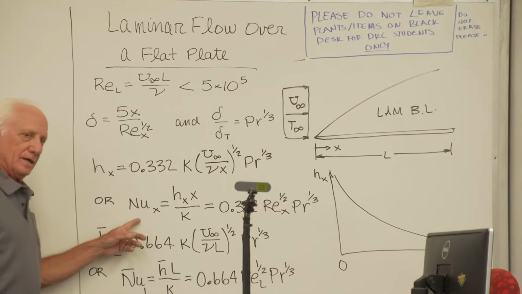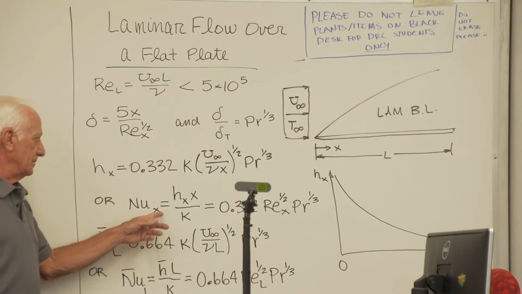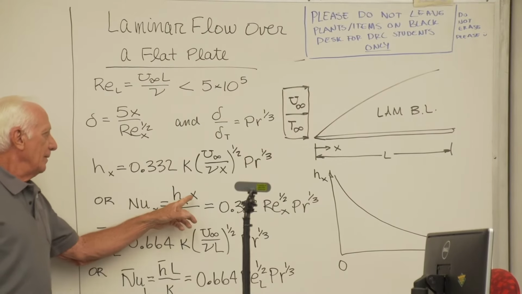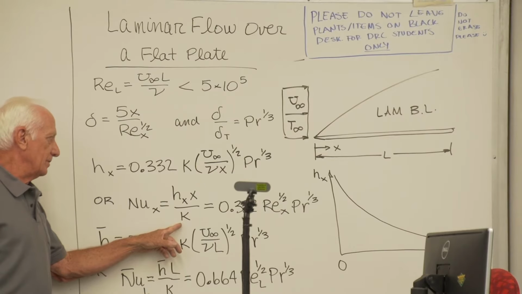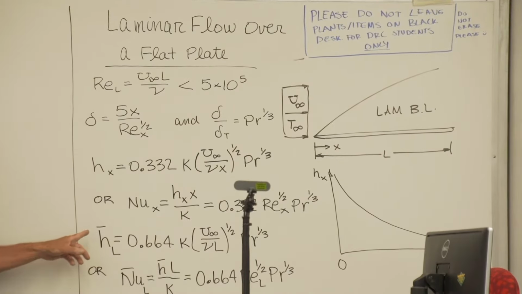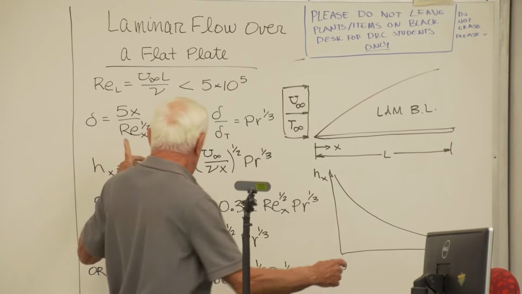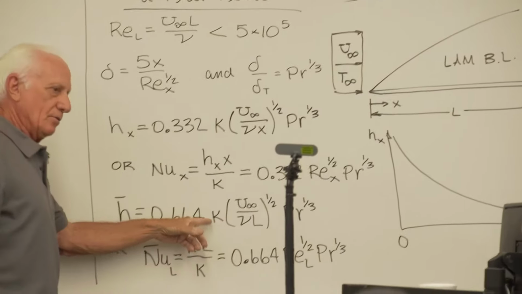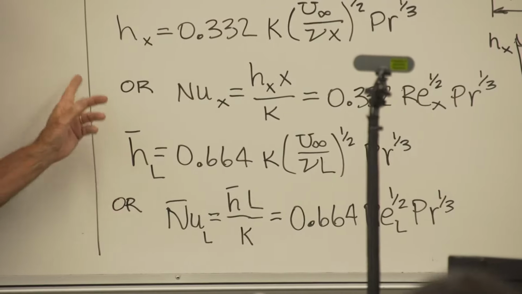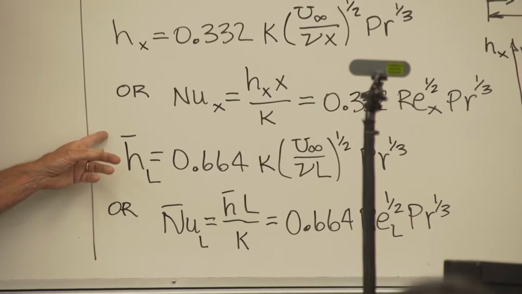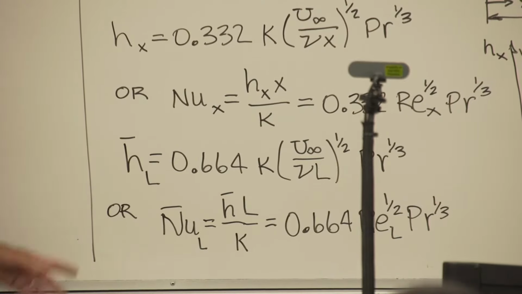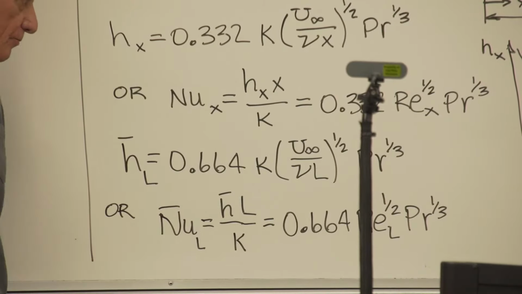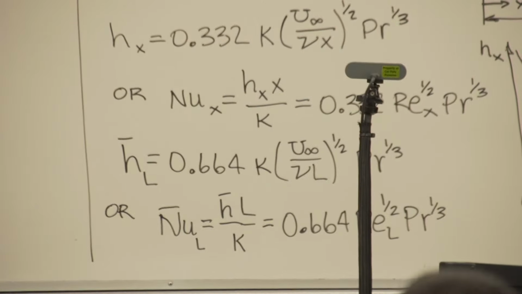You can then define a Nusselt number, subscript x, h sub x. This is called the local convection coefficient. This is the local Nusselt number multiplied by x divided by k of the fluid. If you want to get the average value of h over the plate length L, then use this equation. h_L bar, the bar means average. And if you want to express it in dimensionless terms, then you've got the Nusselt equals 0.664 Reynolds to the 1/2 Prandtl to the 1/3, a dimensionless form of the equation.